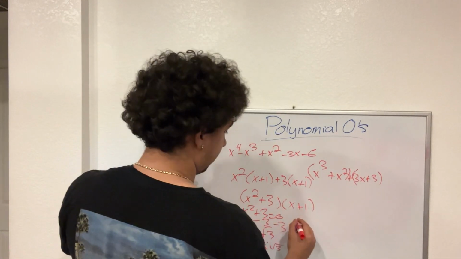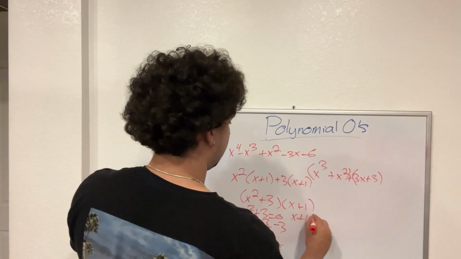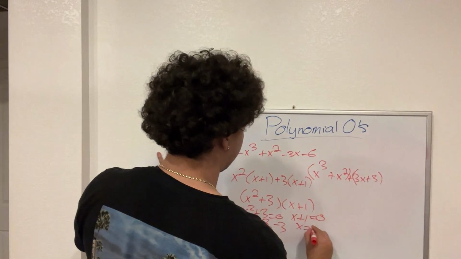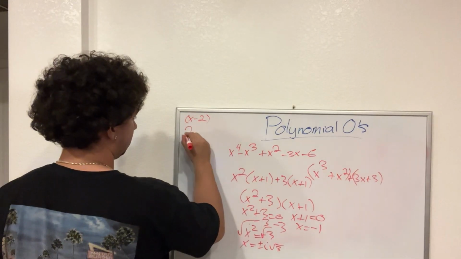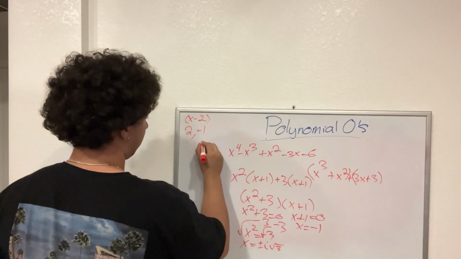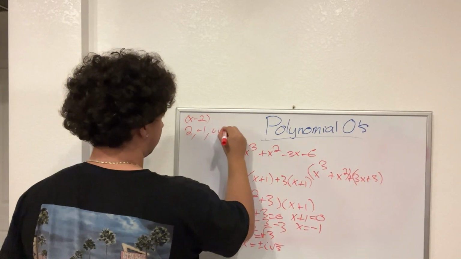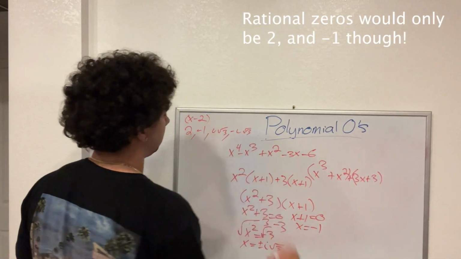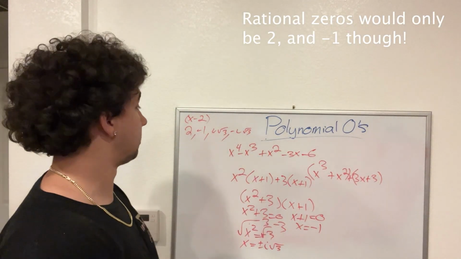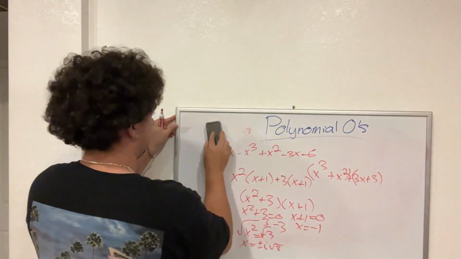And then my other one is just going to be x plus 1 equals 0, and I get x equals negative 1. So in other words, all of my zeros, I have 2, I got negative 1, I got i root 3, and then I got negative i root 3, being all of my possible zeros in this situation.